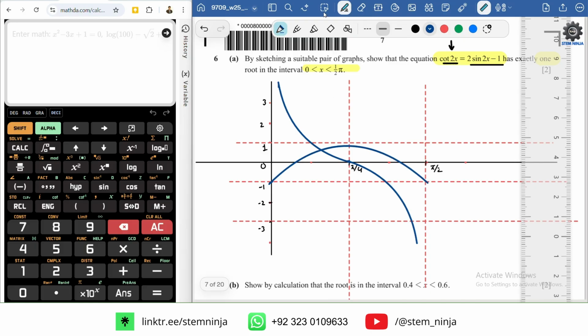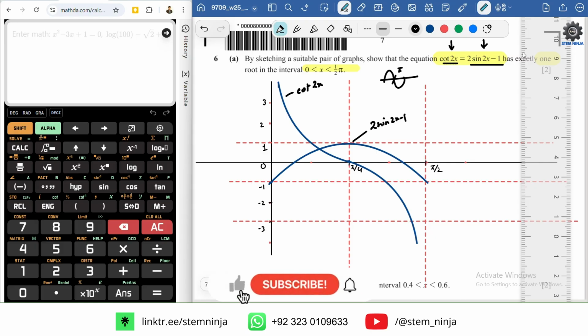And that's about it. So why does it just come back at pi by 2? Because the sine graph actually goes this way. Usually this point is pi, but since the period is halved, this would be pi by 2 instead. Now we just need to label it. This is your cot 2x, and this is your 2 sine 2x minus 1.